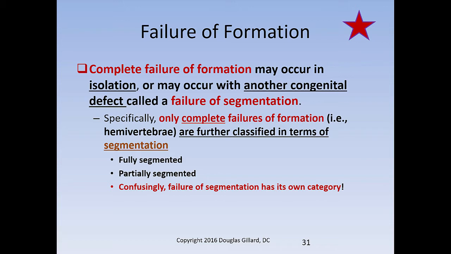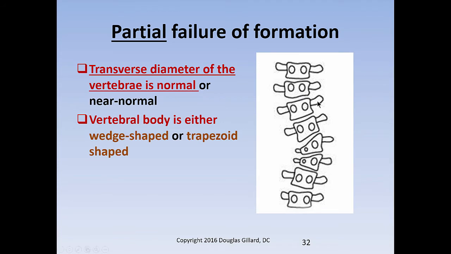Did I say horizontal? So I might have messed that up. So let me start that again. When we're using segmentation to classify hemivertebra, we're talking about the end plates, and so that's horizontal. So you could actually say it's horizontal failure of segmentation, a horizontal partial failure of segmentation, or a horizontally fully segmented segment. So it's confusing. Read through this a couple times and you'll get the hang of it.